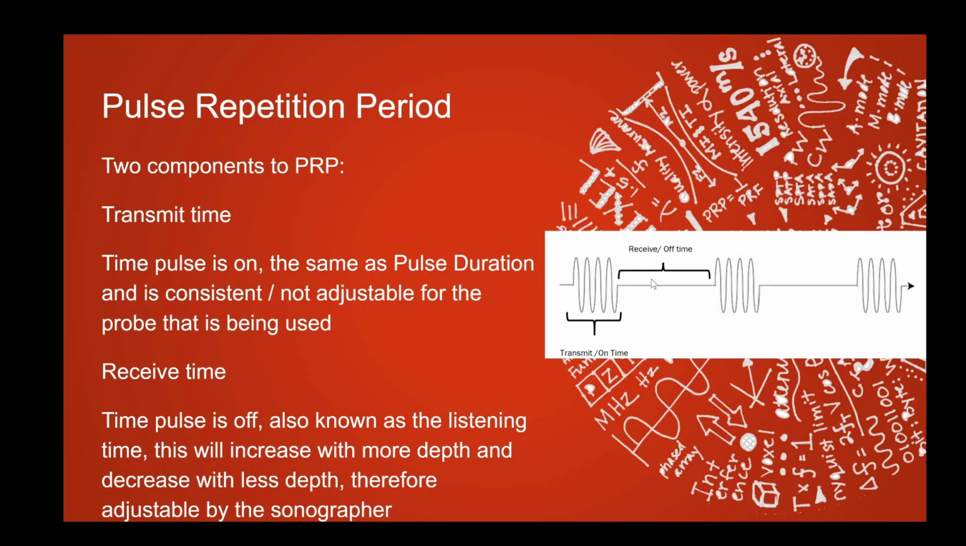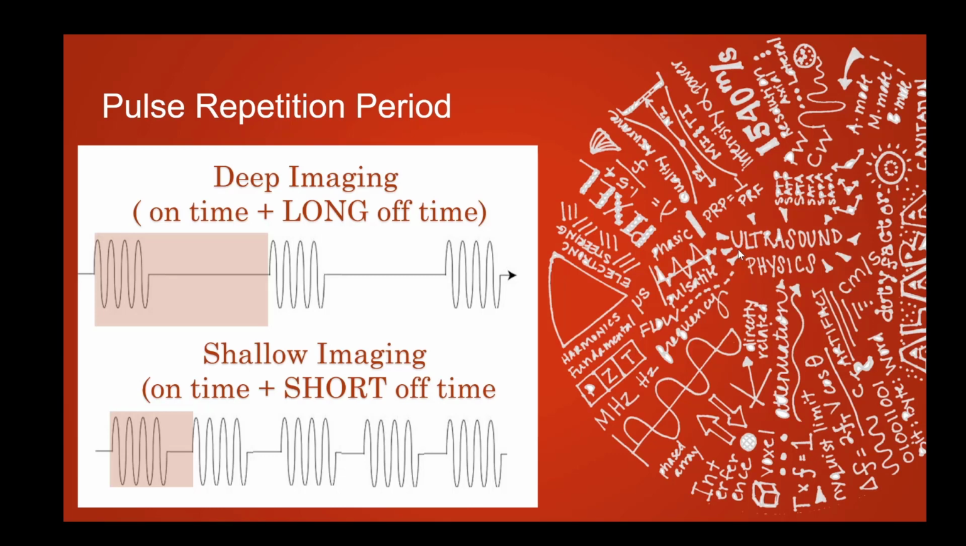It's the off time that we are able to adjust because we can adjust the depth. Less depth means less off time, means more pulses are going to be sent. More depth means more off time. It's going to be longer before that next pulse is sent. So again, just to show it again. Deep imaging, long off time. Shallow imaging, short off time.